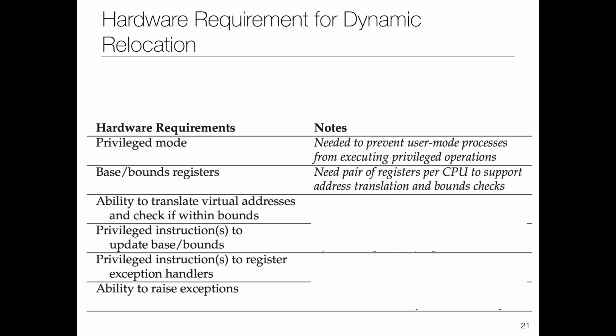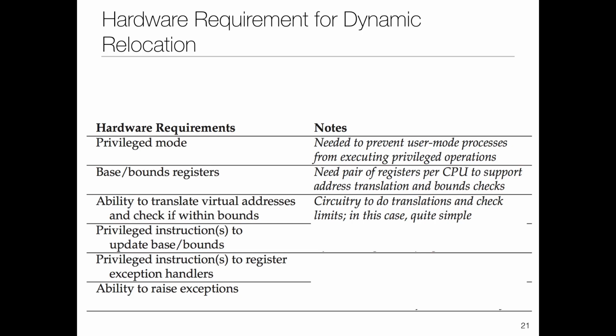So you need a pair of registers to support the address translation and the bounds. The hardware needs to have an ability to translate virtual addresses and check within the bounds. For that we require some circuitry. All of this simple addition would require some circuitry. If you've studied some basic architecture, you would have studied some adders and some other simple circuitry.